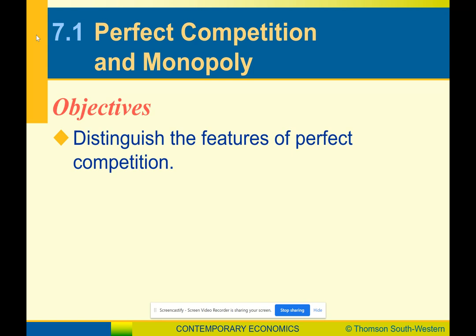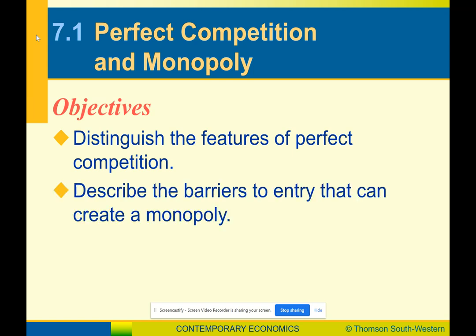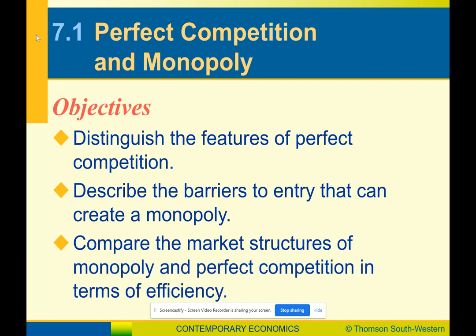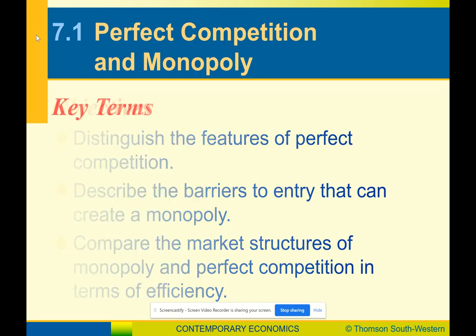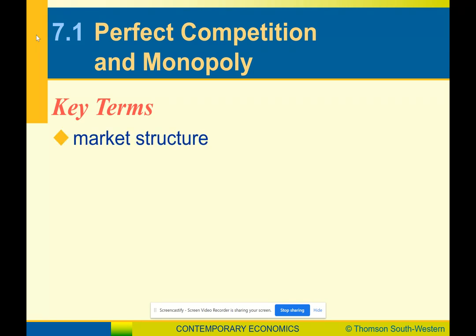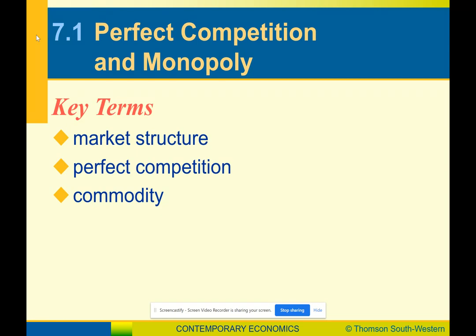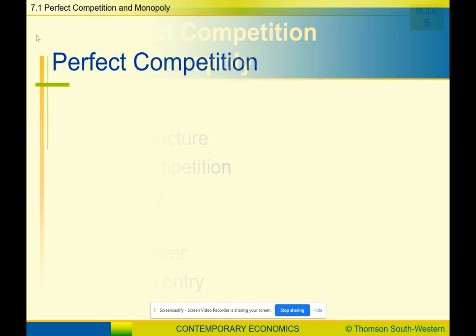Here are our objectives. We want to distinguish the features of perfect competition. We will define that shortly. We want to describe the barriers to entry that can create a monopoly. And lastly, we want to compare the market structures of monopoly and perfect competition in terms of efficiency, a term that we are very familiar with. Let's look at some key terms that are going to be introduced in 7.1: market structure, perfect competition, commodity, monopoly, market power, and barriers to entry.